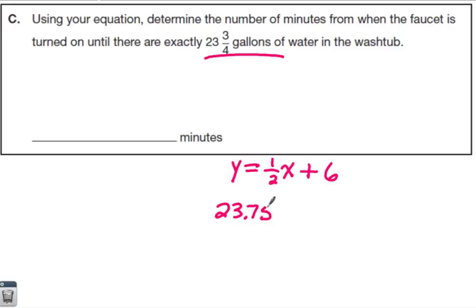And I want you to notice what I just did. Bottom line, 23.75 is a little bit easier to work with than the mixed number 23 3/4. I could even take that one step further and change the 1/2 to a decimal as well and just make it 0.5. But now look, gang, the rest of this is just, now I want to solve for x. I want to know, determine the number of minutes. Translation, what's x? So we're going to get x by itself.